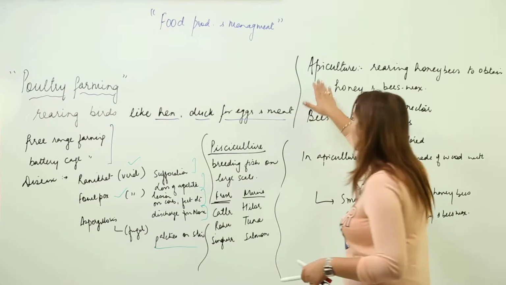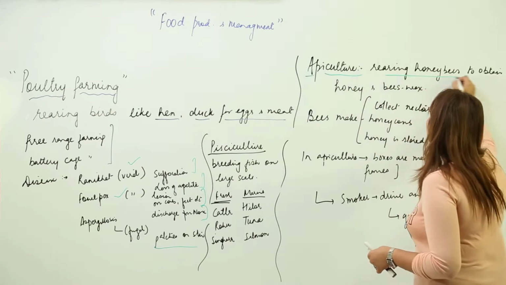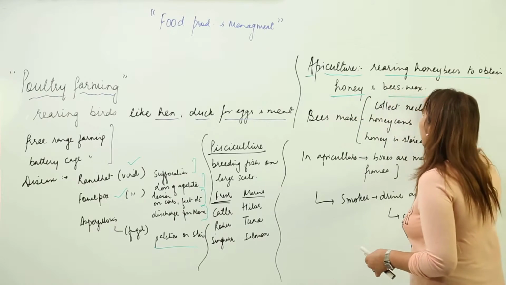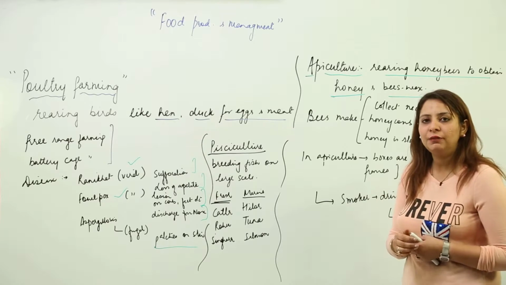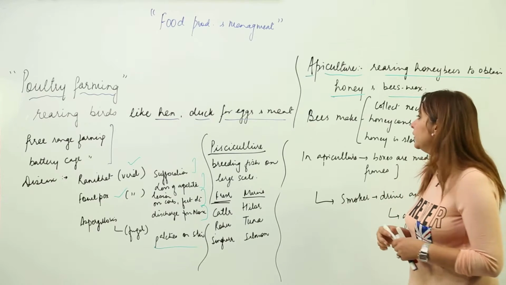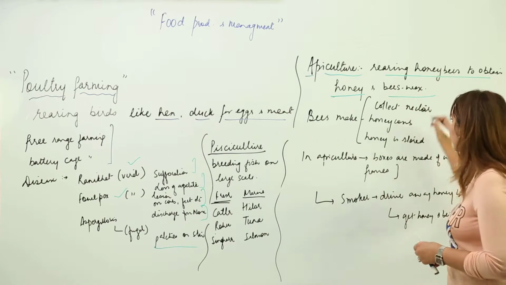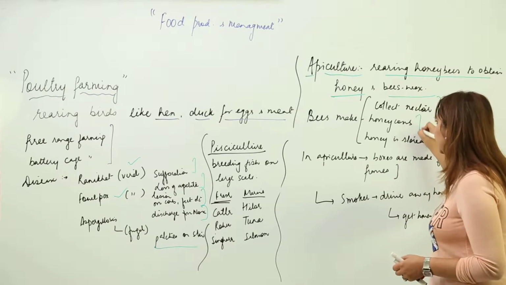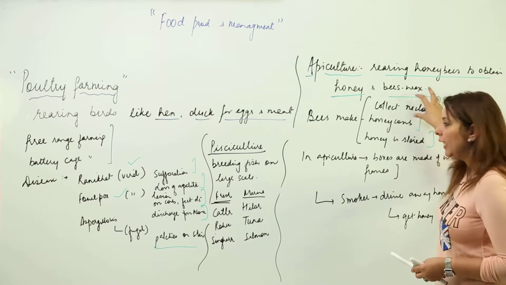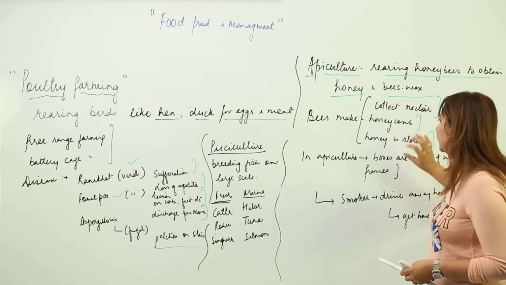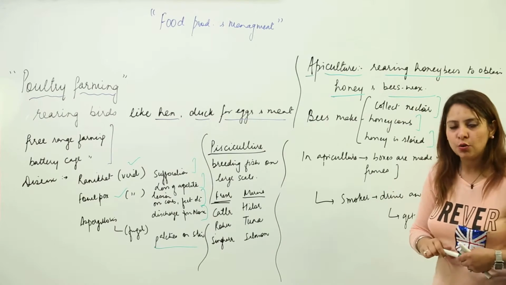Now starting with apiculture. What is apiculture? Apiculture means rearing honey bees to obtain honey and bee wax. From honey bees we get bee wax and honey. Usually bees collect nectar from flowers, make a honeycomb and store honey there.